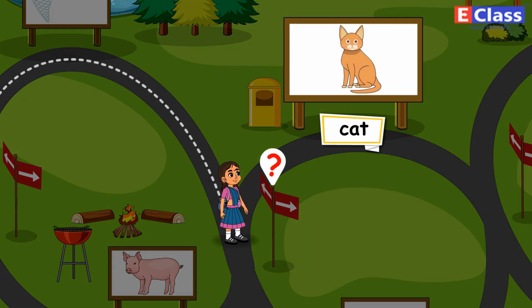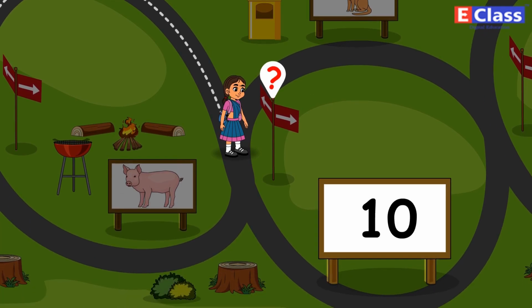Uh-oh, there is a cat in her way. Cat doesn't have the E sound. Let's try a different road. Look, that is the number 10. Does it have the E sound in the middle? Yes, it does. Let's go, go, go.